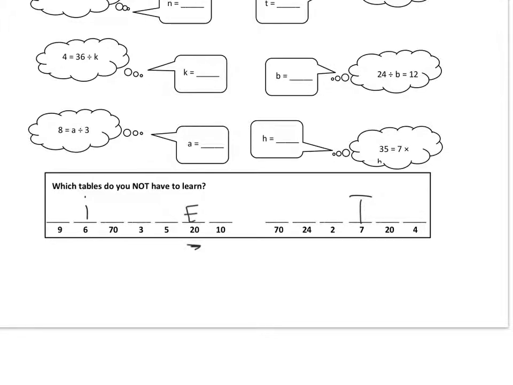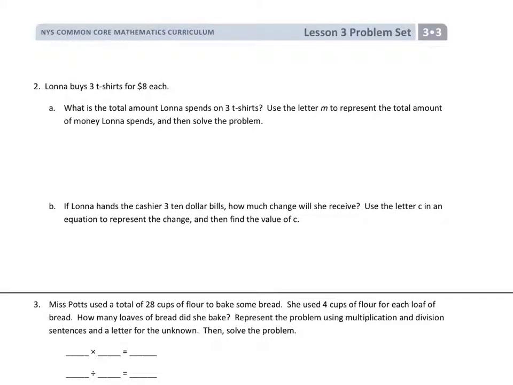Practicing with the letter. Okay, so here's the word problems we're going to work with. Lana buys 3 t-shirts for $8 each. You see the A and the B, that means that we have 2 steps that we're going to be going over. So what is the total amount Lana spends on 3 t-shirts? Use the letter M to represent the total amount of money Lana spends, and then solve the problem. So we know 3 t-shirts is 8. So we're going to write 3 t-shirts is $8.